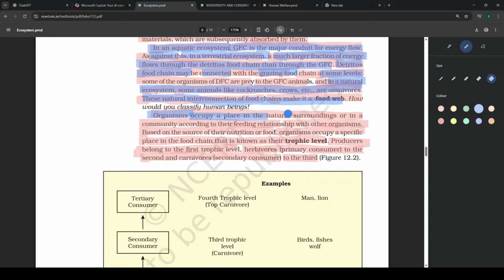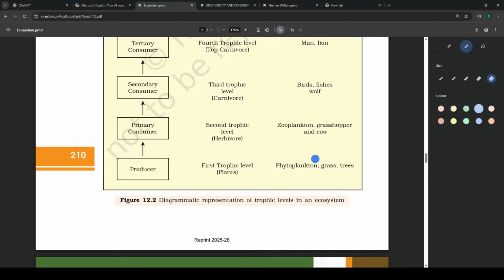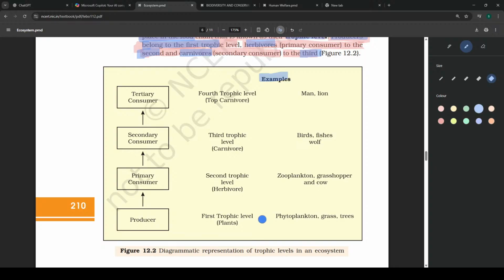Organisms occupy a place in natural surroundings according to their feeding relationship with other organisms, the source of their nutrition or food, occupying a specific place in the food chain known as trophic level. Producers belong to the first trophic level, herbivores second, carnivores third. I give examples here. Diagrammatic representation of trophic levels in an ecosystem. It is generally represented by a pyramid, but it's okay.